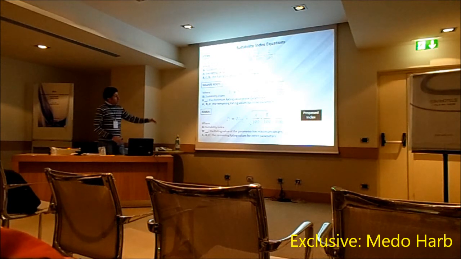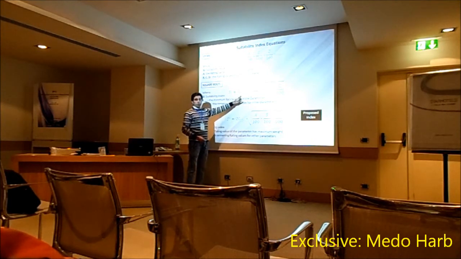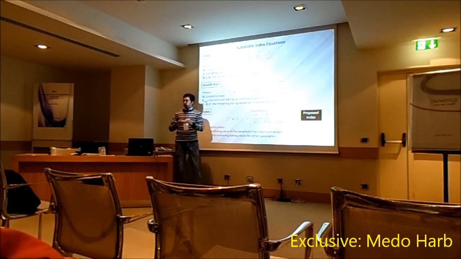So in this case, the first two, the Storie index and the square root index, are the classical ones, and the third one is the one we are proposing to use. What is the difference between the three? The first one uses just a multiplication of all the factors. So in this case, you are not taking care of the value or the weight of each factor. In the other case, it is also the same, but here it takes care of the most limiting factor.